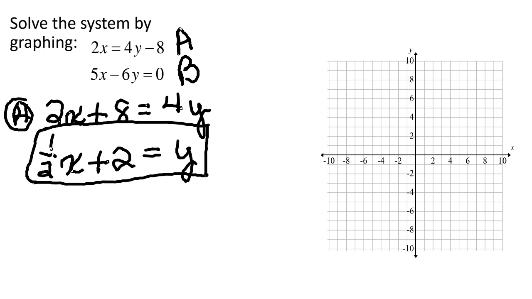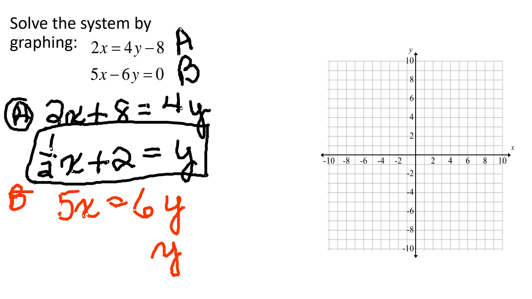Now, the B equation, 5x. Now notice I'm adding 6y to both sides because when I divide by 6, I get 5/6 x. Well, take this equation.